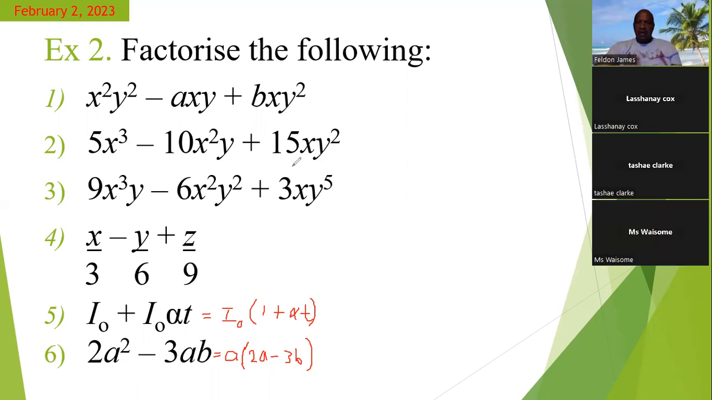Is that clear, Miss Cox? Yes, sir. All right, very good.